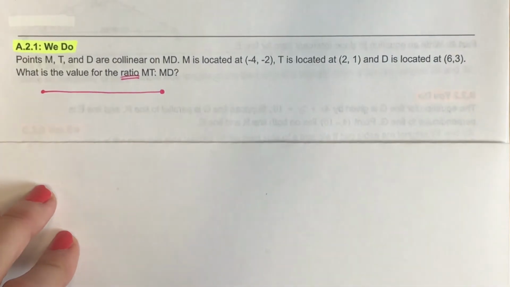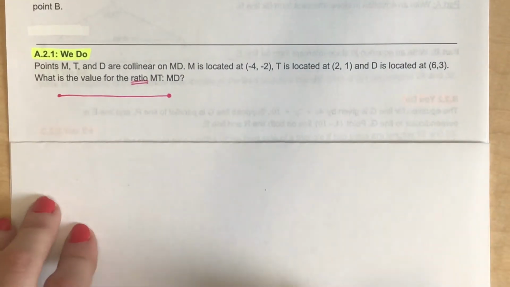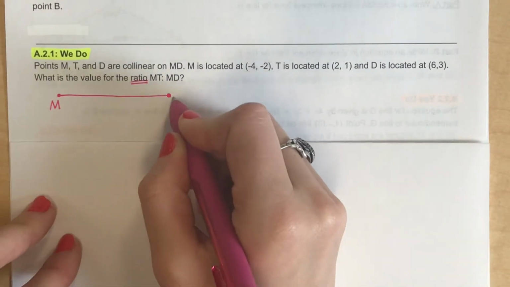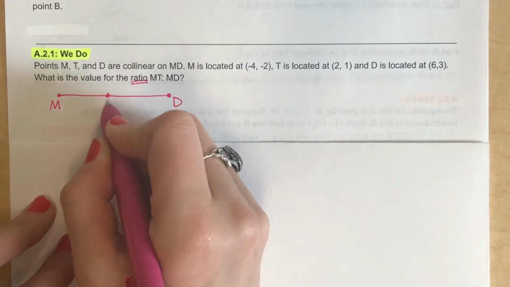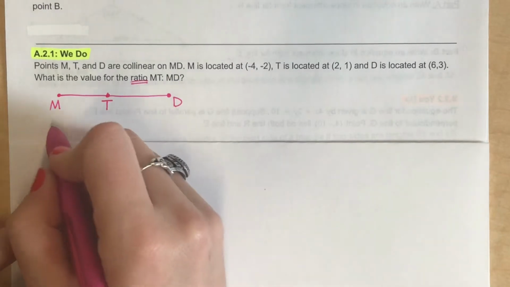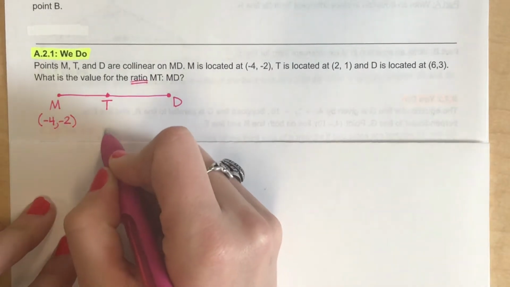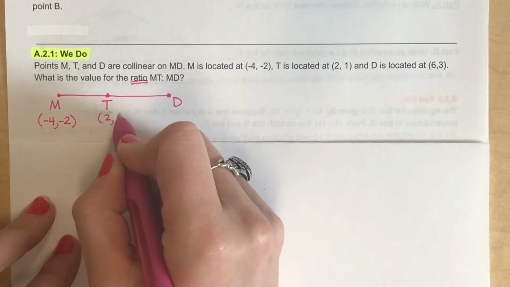Okay, let's zoom out. 3. All right, so I start at M and I end at D. T is somewhere in the center here. And I'm just going to rewrite my points. I'm just copying them now.